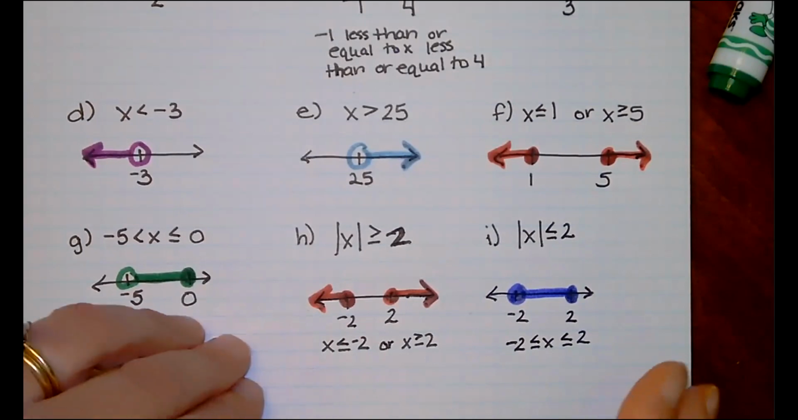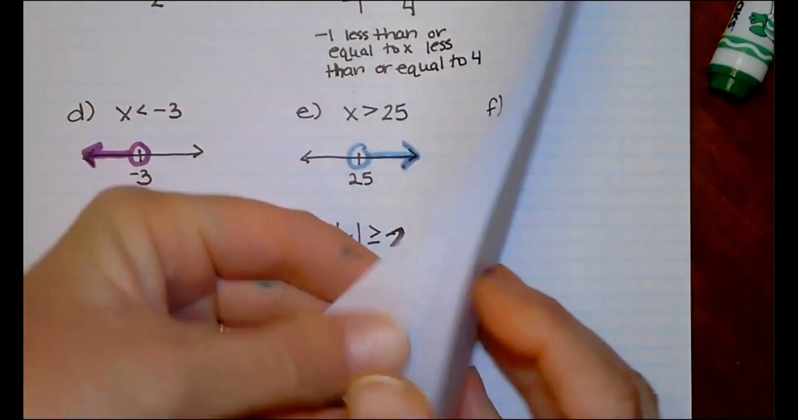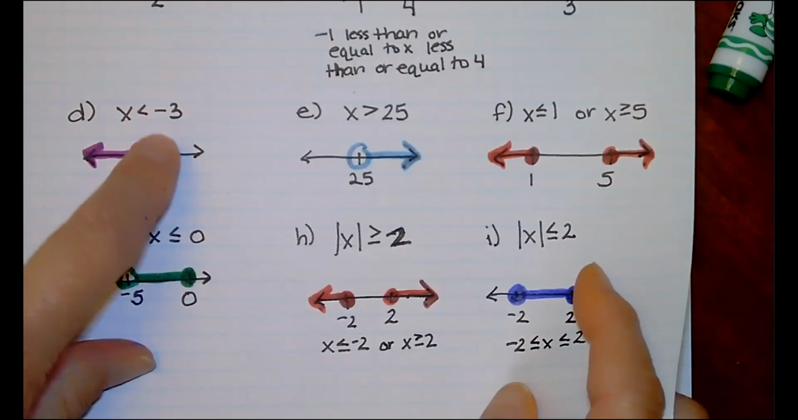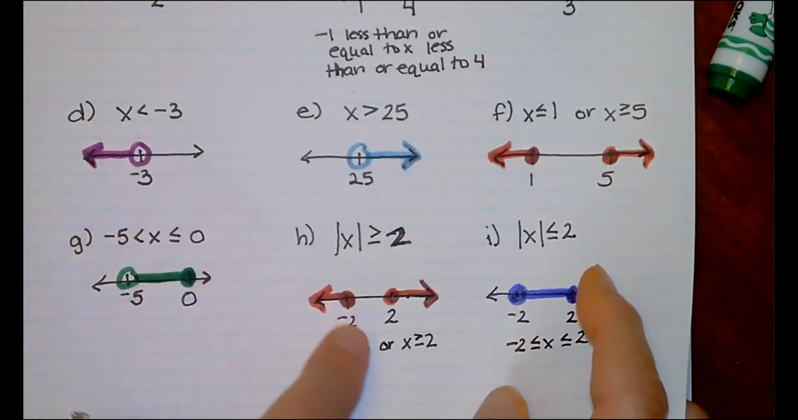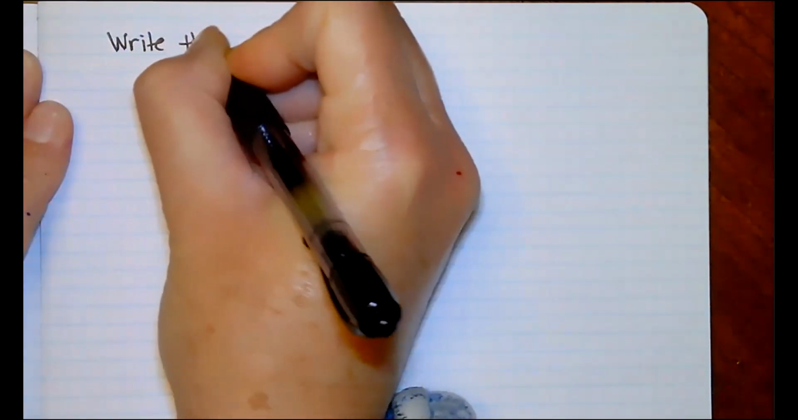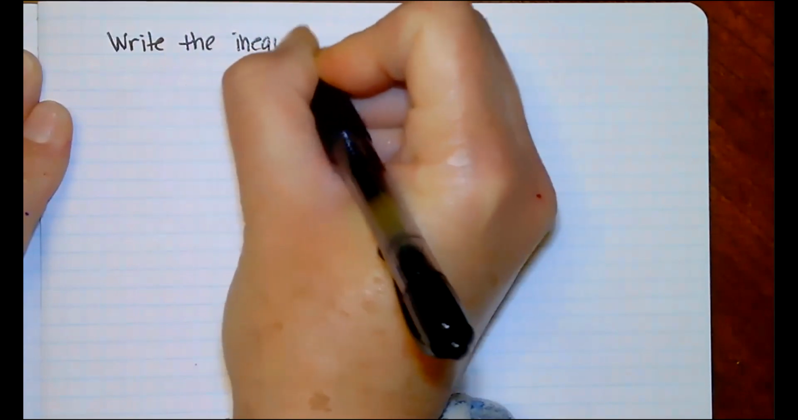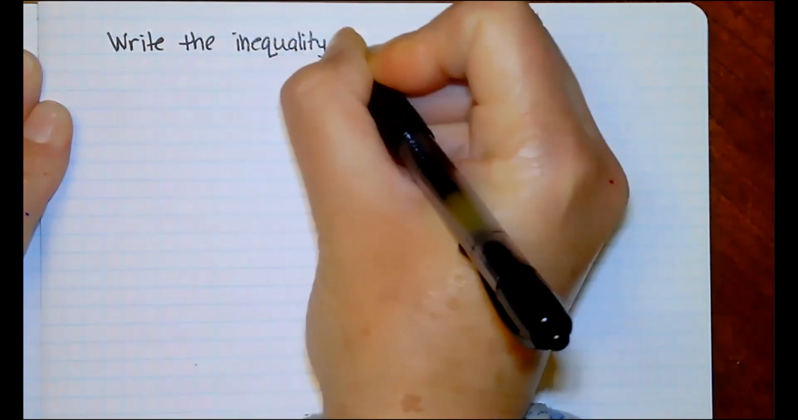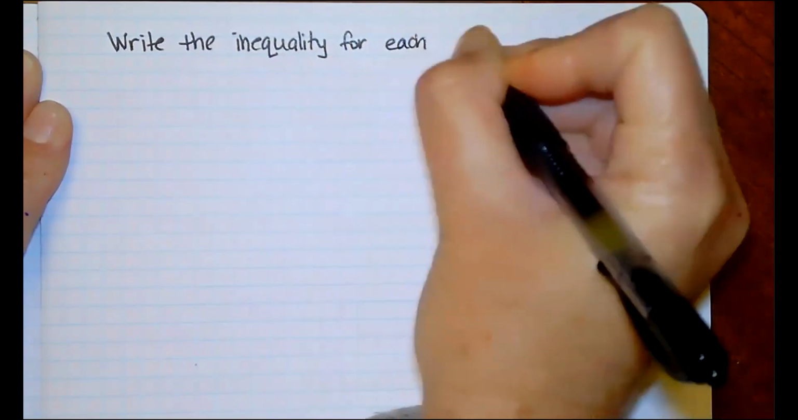So now I'm going to turn the page, and instead of going from the inequality to the graph, we're going to start with the graph and try to come up with the inequality, kind of like I did here on letter H and letter I after the fact. So again, for this, what we're going to do is write the inequality for each graph.